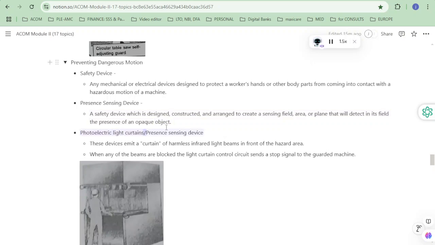Photoelectric light curtain/presence sensing device. These devices emit a curtain of harmless infrared light beams in front of the hazard area. When any of the beams are blocked, the light curtain control circuit sends a stop signal to the guarded machine.